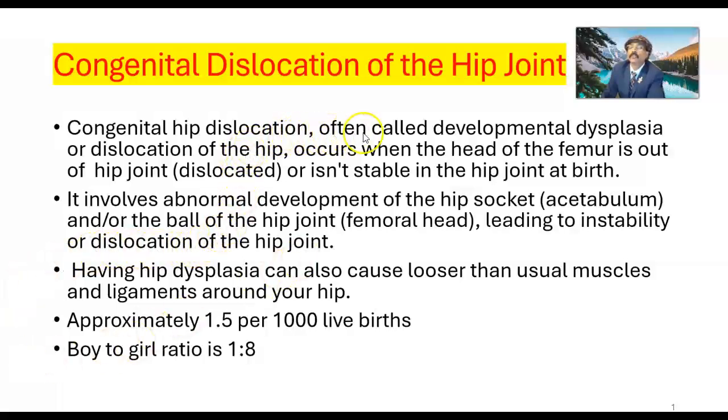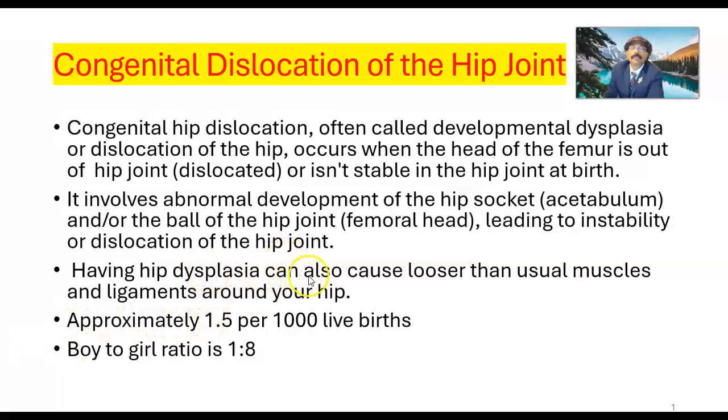Today I will discuss congenital dislocation of the hip joint. Congenital hip dislocation, often called developmental dysplasia or dislocation of the hip, occurs when the head of the femur is out of the hip joint, that is dislocated, or is not stable in the hip joint at birth. It involves abnormal development of the hip socket, the acetabulum, and or the ball of the hip joint, the femoral head, leading to instability or dislocation of the hip joint.